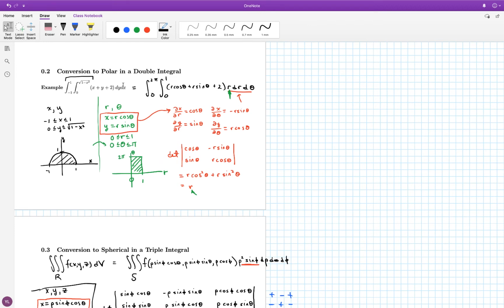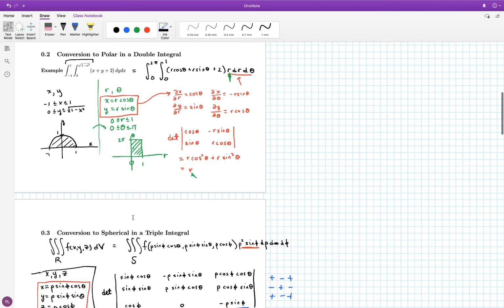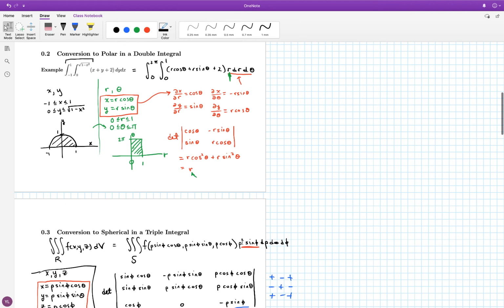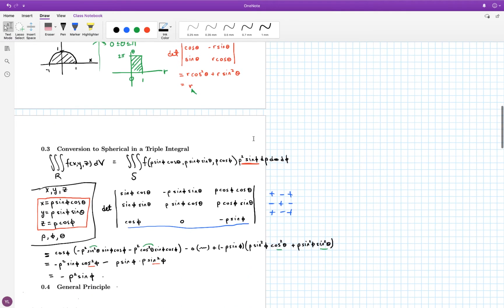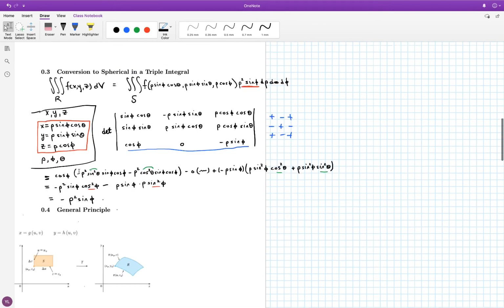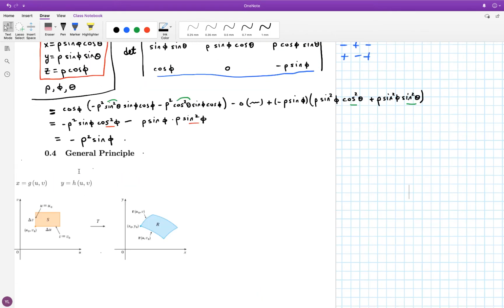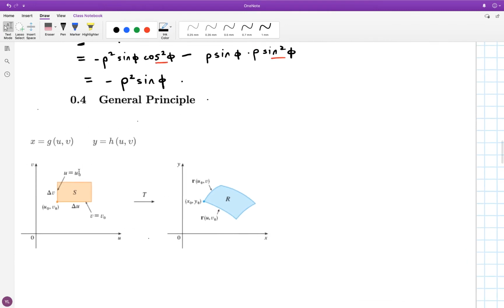In the case of polar, we included an extra r, and in the case of spherical, we included an extra rho squared sine phi. I made the observation that the r and the rho squared sine phi could be obtained by taking the absolute value of a determinant built from the partial derivatives of the conversion equations. What I want to start with now is an explanation of why that's the case.